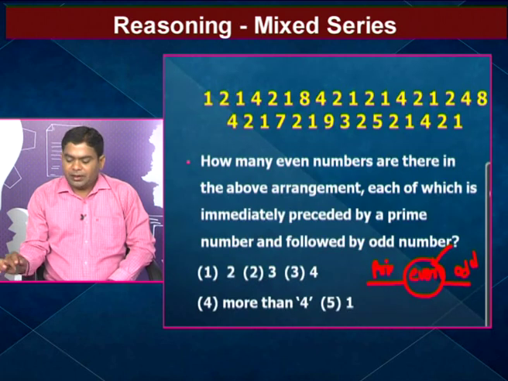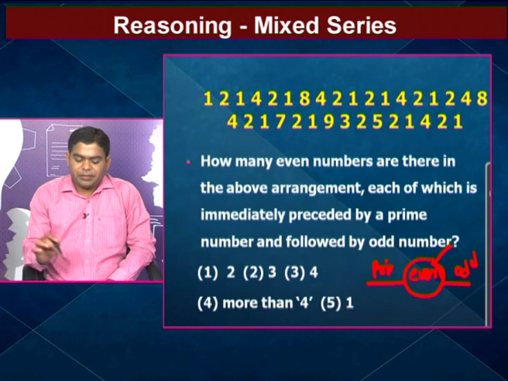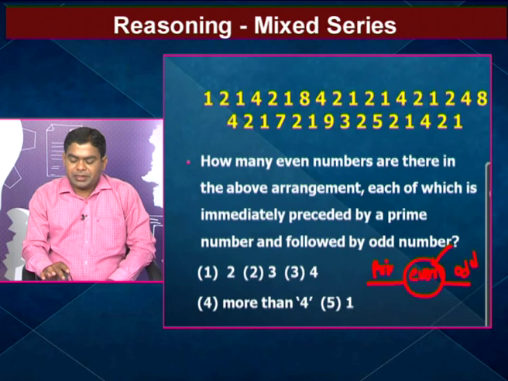After that we go to the next even number, that one is 4, it is not satisfied. Next we go to the next even number, that one is 2, it is preceded by 1, 1 is not a prime number. After that we go to the next even number, that one is 4, it is preceded by a prime number but not followed by an odd number, that means indirectly this 4 is also not satisfied. After that we go to the next even number, that one is 4, it must be preceded by a prime number, but it is preceded by an even number, that one is not satisfied.